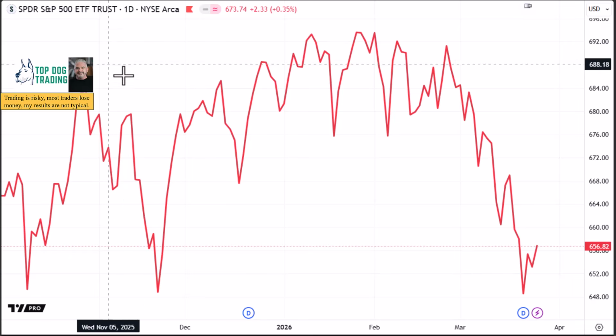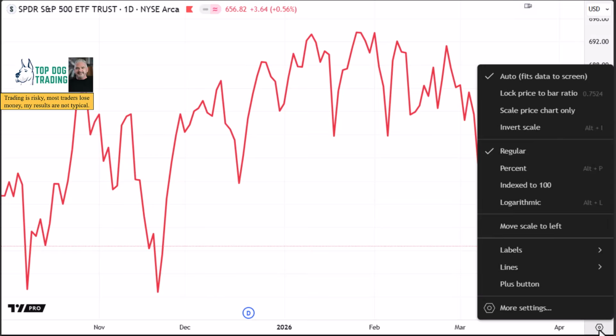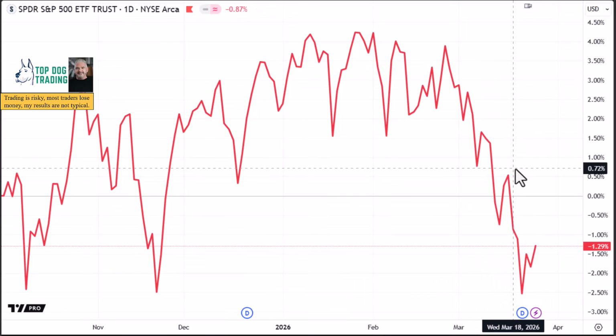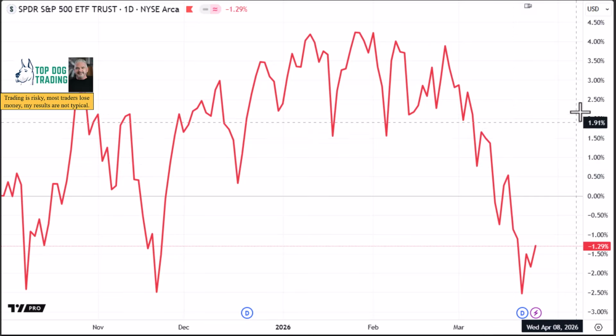So I've got TradingView up here right now. What we're going to do is go down here to this little icon. We're going to left click on that, and we're going to click on percent. Now, what that does is, if you notice, it changed the y-axis over here to percentages instead of prices.